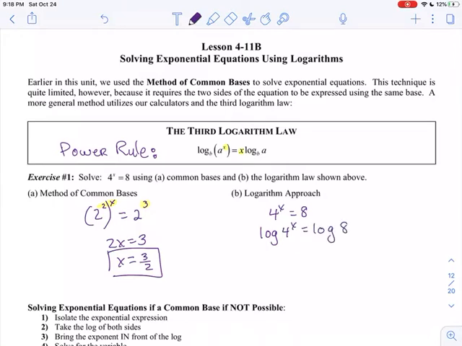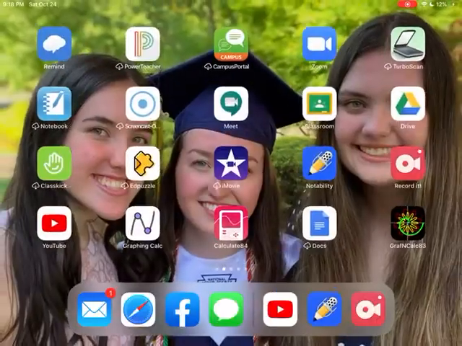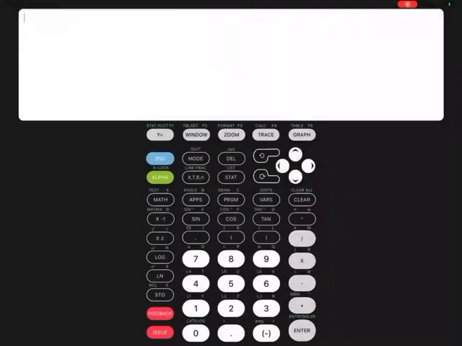Sometimes I can't get a common base though. So here's how I do it. Again, I have 4 to the x equals 8. What I'm going to do is take the log of each side. Then I'm going to use that power rule. This x is going to come out in front. And now I'm going to just solve for x by dividing by the log of 4.